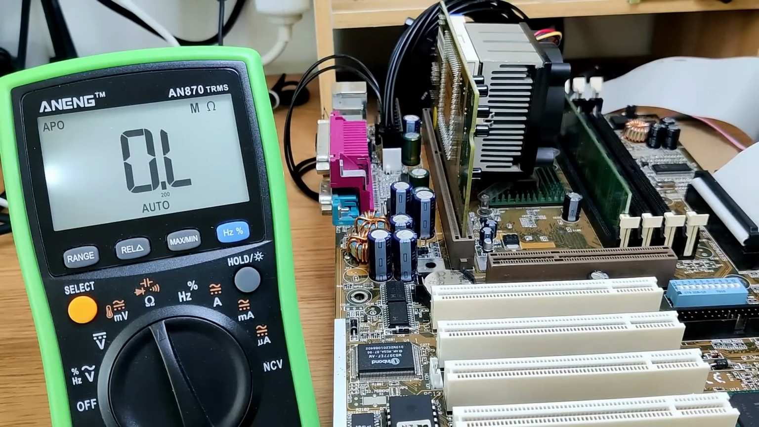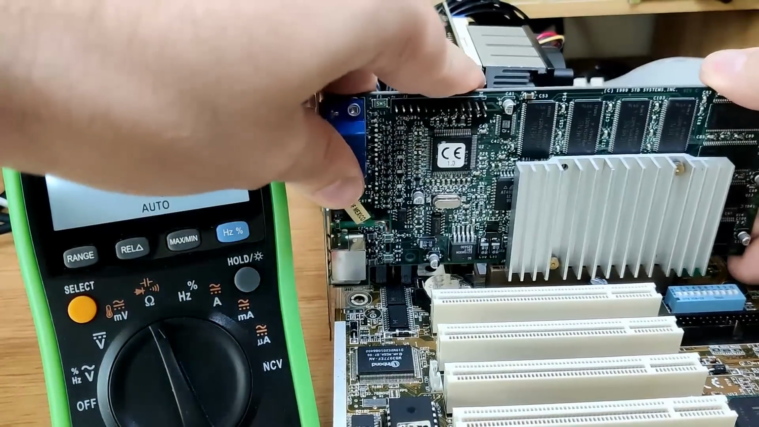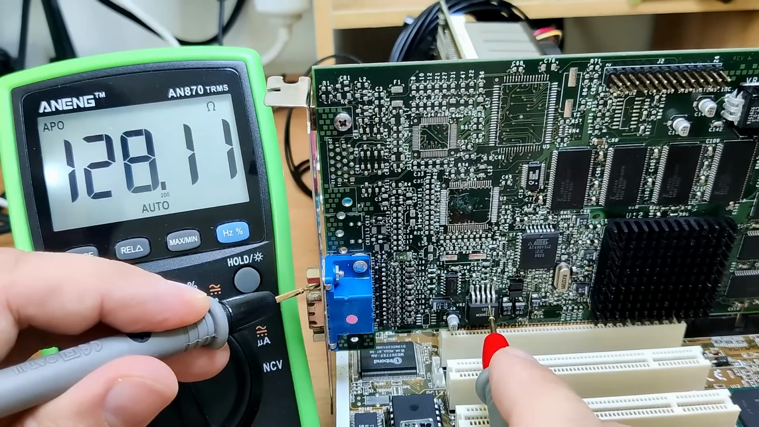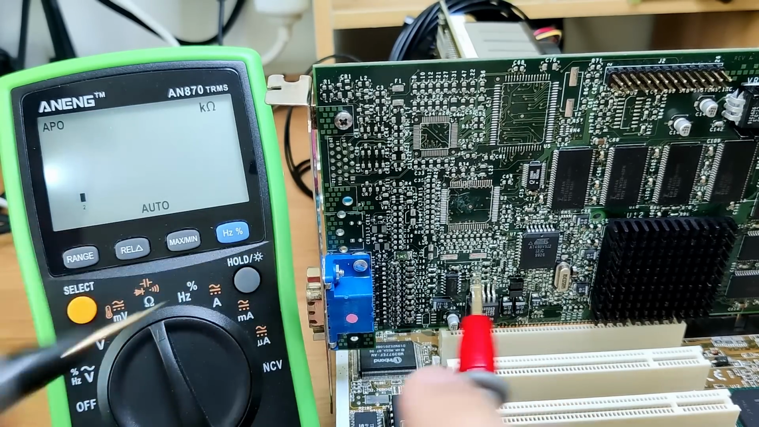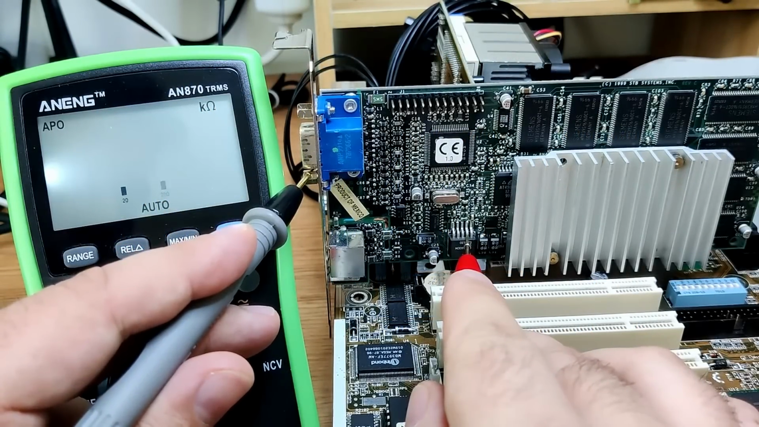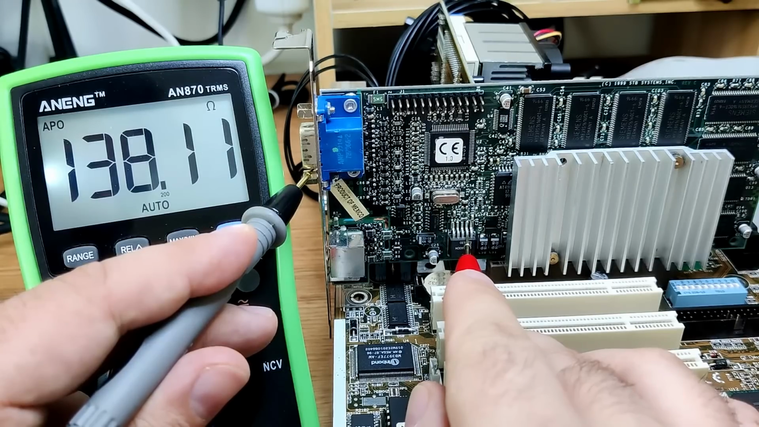But before we get into the tests, let's do some measurements. Let's first see the resistance between the ground and the adjust pin of the voltage regulator. On the Voodoo 3 2000, we had a resistance of 128 ohms. I would expect the resistance to be higher on the Voodoo 3 3000, because, based on this table, the Voodoo 3 3000 operates at a higher voltage, and a higher resistance translates to a higher voltage in this circuit. And the Voodoo 3 3000 has a resistance of 138 ohms. As expected, higher compared to the Voodoo 3 2000.